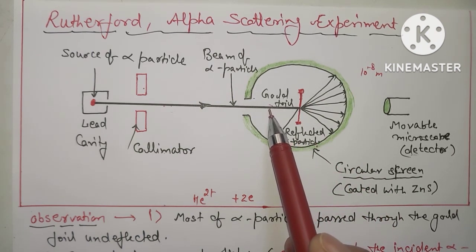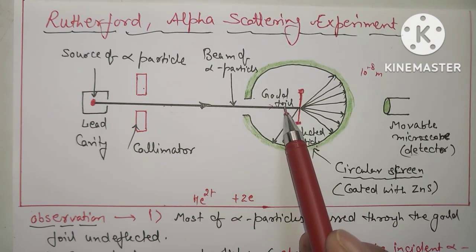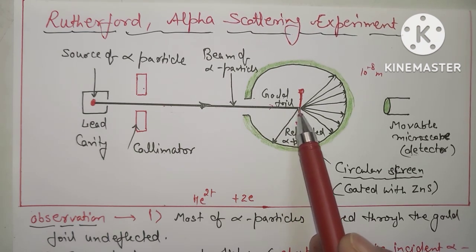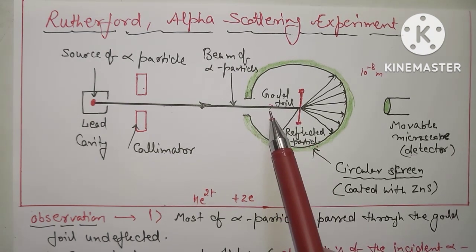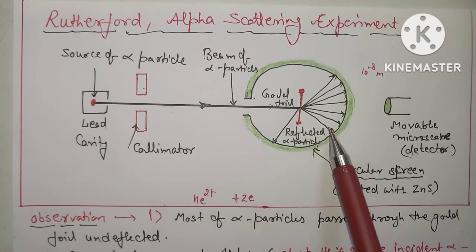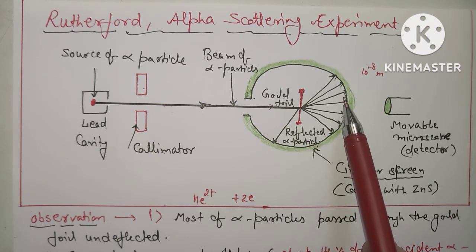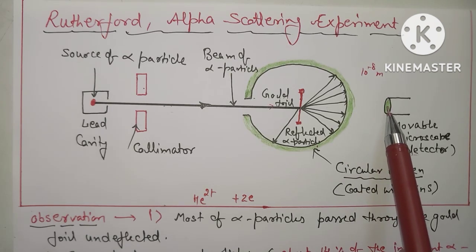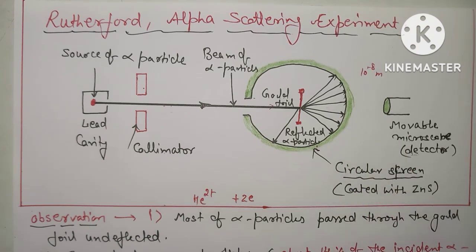This means when the alpha particle goes towards the gold foil, if a nucleus of an atom of the gold foil comes in front of the alpha particle, because the alpha particle and the nucleus carry the same charge, it can reflect back and retrace the path. When these alpha particles pass through the gold foil and fall on the circular screen coated with zinc sulfide, short flashes of light are produced, and these flashes are observed through the movable detector. So this is Rutherford's observation.